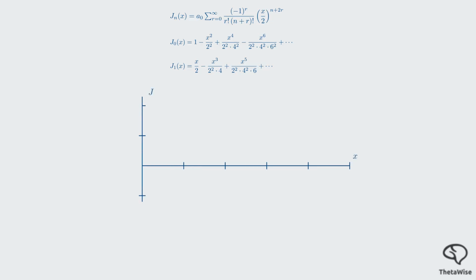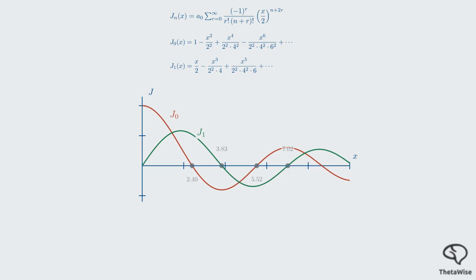The graph shows oscillations with changing apparent period and decreasing amplitude. J sub 0 starts at 1, while j sub 1 starts at 0. The notes list the first zeros of j sub 0 near 2.4048 and 5.5201, and of j sub 1 near 3.8317 and 7.015. Even order gives an even function, and odd order gives an odd function.